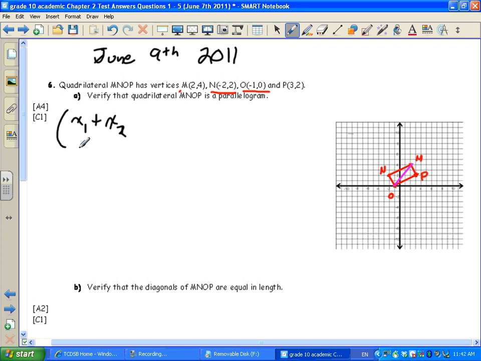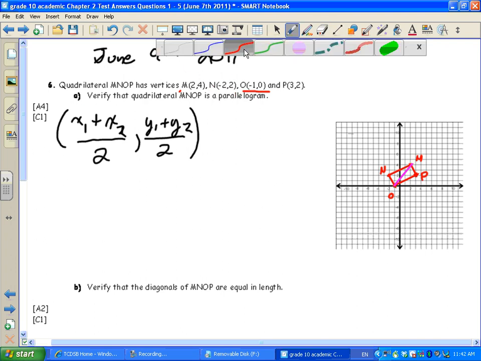X1 plus X2 divided by 2, comma, that gives us the first coordinate, y1 plus y2 divided by 2. That gives us the y coordinate. So that's going to give us the midpoint between M and N, and we're going to have to do the exact same thing for N and P. Oh, sorry, we're supposed to be doing O and M. Someone corrected me on that. O and M.